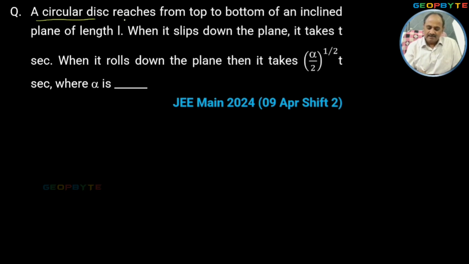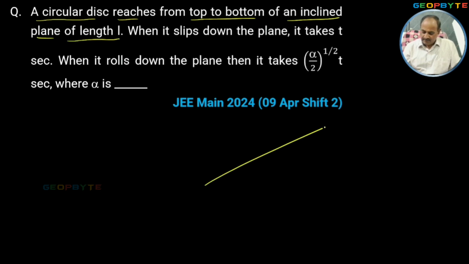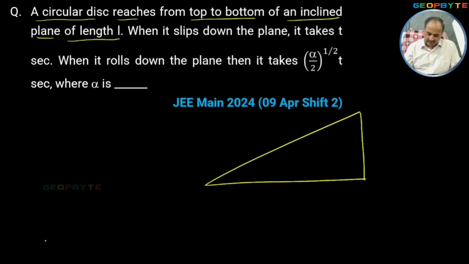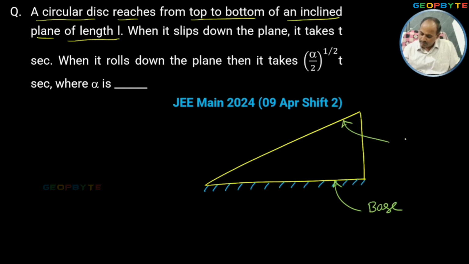A circular disc reaches from top to bottom of an inclined plane of length L. It is like this. Let this be the inclined plane. Let me write it clearly. This is the base for the inclined plane, and this is the plane.